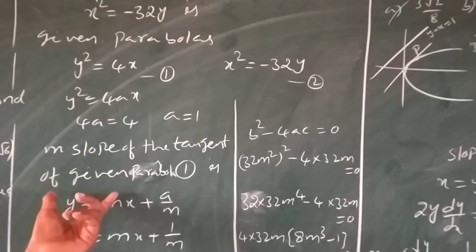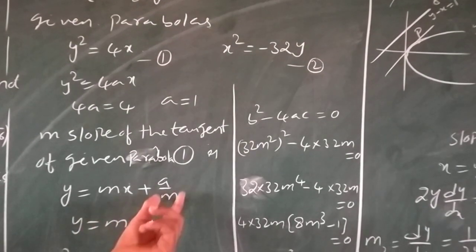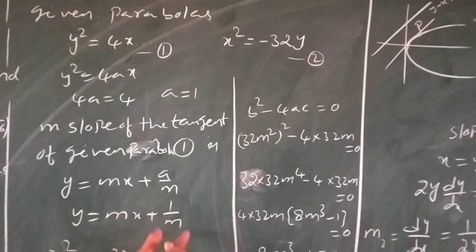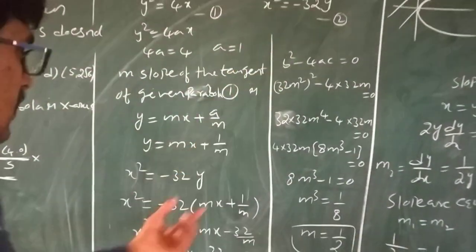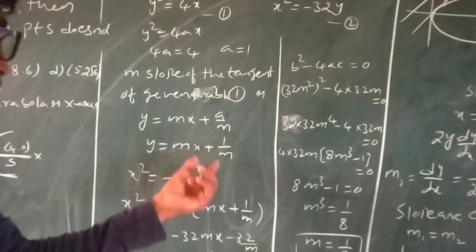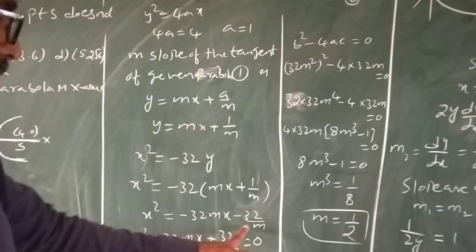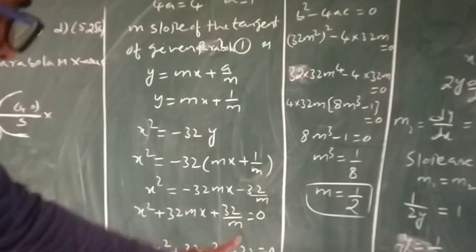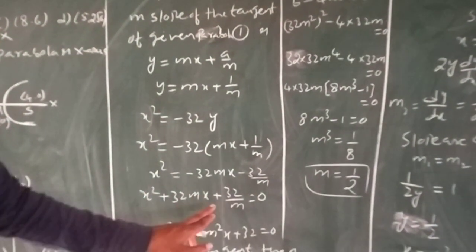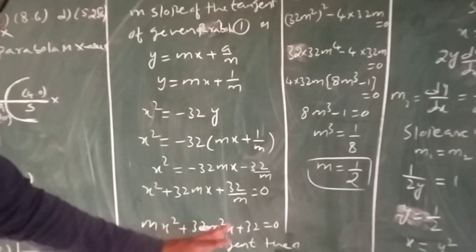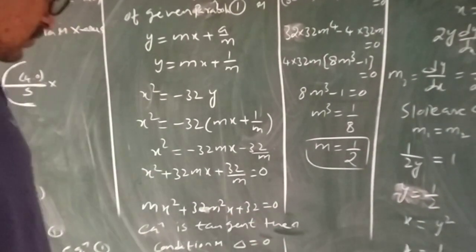Let m be the slope of the tangent. The tangent equation of the parabola y square is equal to 4ax is y is equal to mx plus a by m, and with a is equal to 1 it is y is equal to mx plus 1 by m. This is also a tangent of the second parabola x square is equal to minus 32y, so replace y with mx plus 1 by m: x square is equal to minus 32mx minus 32 by m. Now x square plus 32mx plus 32 by m is equal to 0. Multiplying both sides by m, we get m x square plus 32 m square x plus 32 is equal to 0.